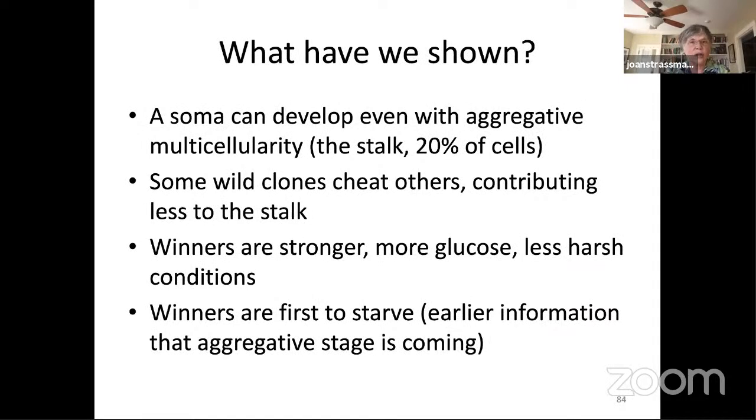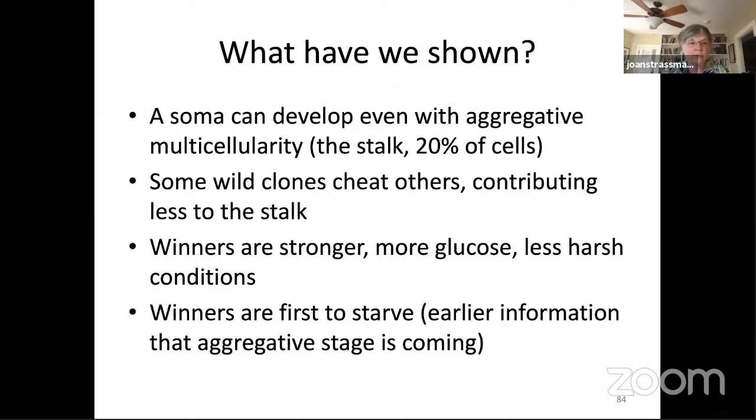Again, just the quick wrap up. We've shown that a soma can develop even with aggregative multicellularity. In our case, it was the stalk, which is only 20% of the cells. We've shown that some wild clones cheat others, contributing less to the stalk. We've shown that winners are stronger. They were raised with more glucose and less harsh conditions, in this case, low pH. We've also shown that winners were the first to starve.